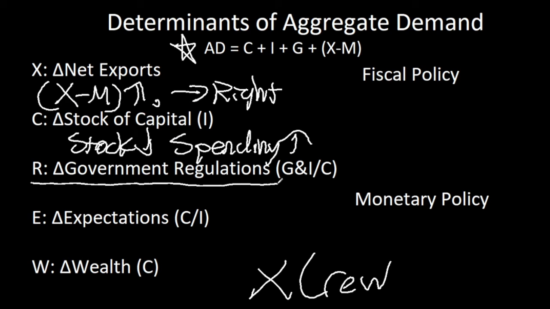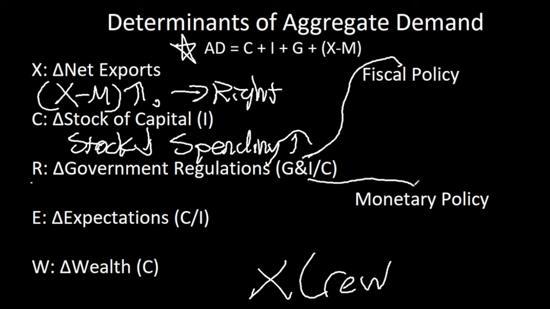Now we have R for change in government regulations. I swear I've used R for regulations like 50 times now. This determinant shows the strong influence governments have over the market, or at least the US government. And this determinant spreads into two policies you need to memorize. First is fiscal policy, next is monetary policy. Let's go through fiscal policy first.